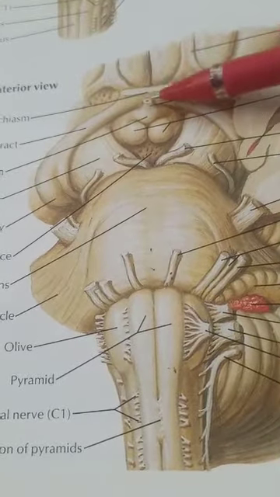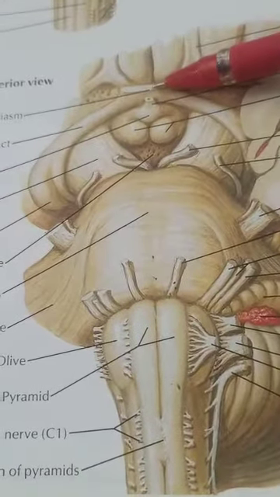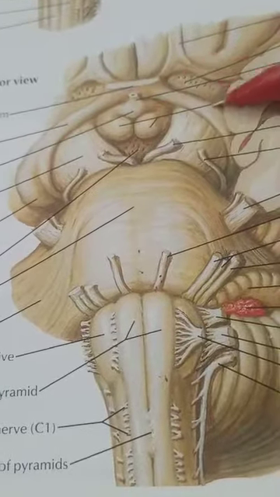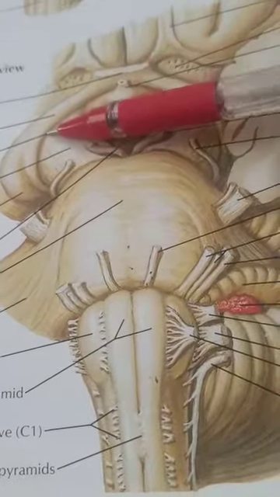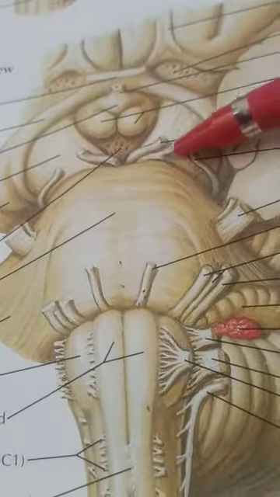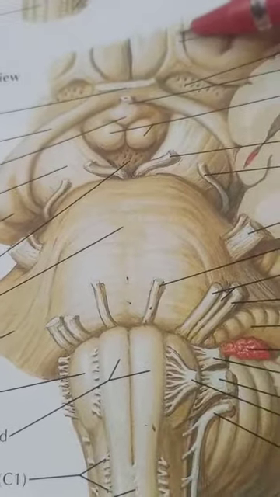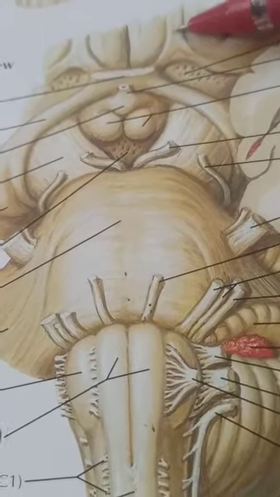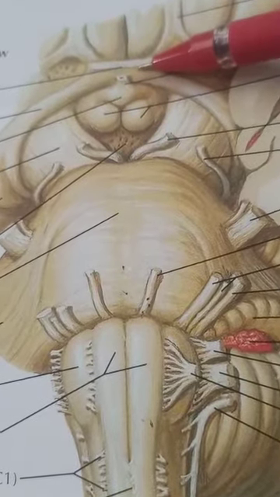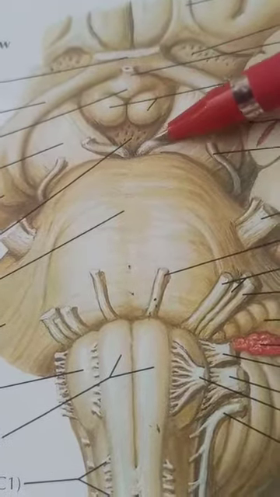Here comes the pituitary gland again. This is the optic chiasma, and the optic chiasma continues as the optic tract, which can be seen on either side. Now the cranial nerves. The first cranial nerve is the olfactory nerve, which forms the olfactory bulb and tract. The second is the optic nerve. Then the third cranial nerve, the oculomotor nerve.